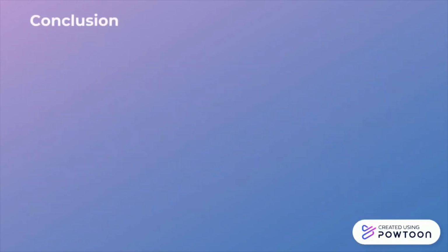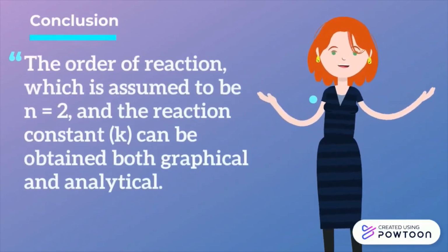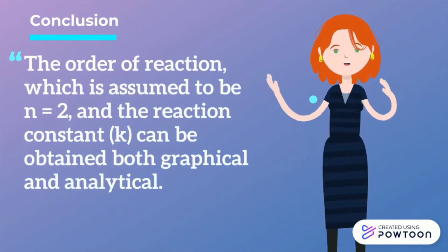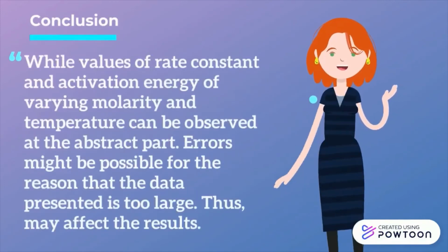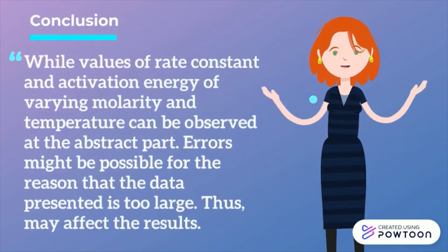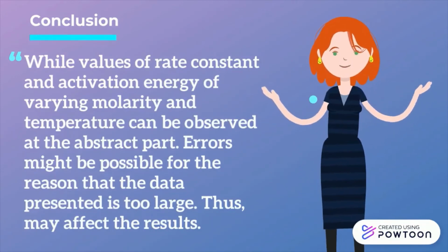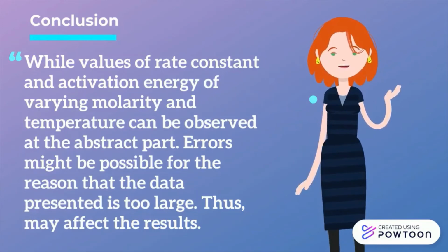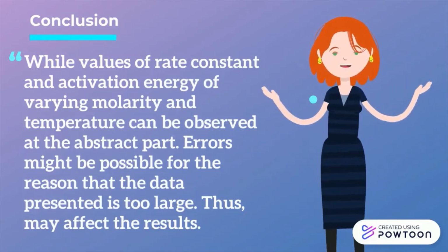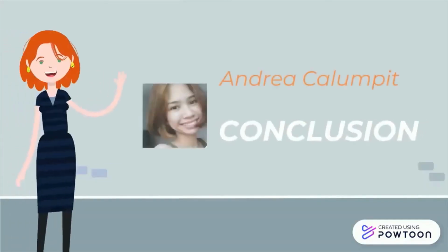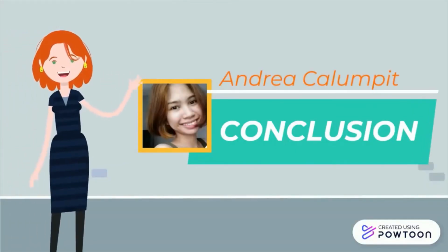The order of reaction, which is assumed to be n equals 2, and the reaction constant k can be obtained both graphically and analytically. While values of rate constant and activation energy of varying molarity and temperature can be observed in the abstract part, errors might be possible for the reason that the data presented is too large. Thus, it may affect the results. For the last part, here are the actual experiment hazards.